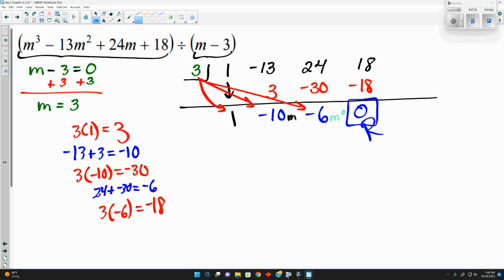Because we start at 0, then we would have m to the first, m second. So essentially, the one next to it is m to the 0, or we just don't have one. Then it's m to the first, m to the second, and we keep going, increasing it by 1. So our final answer is m squared minus 10m minus 6.